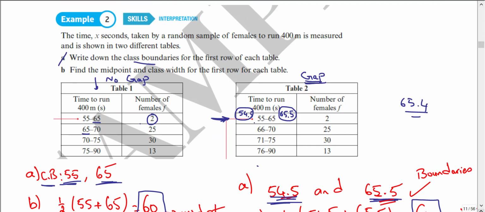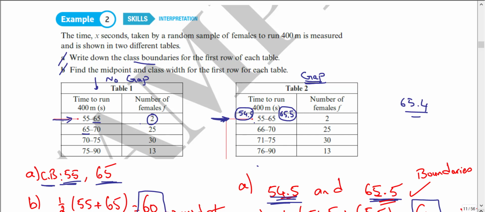For the other table, I already said it. 54.5 and 65.5. That's for part A. Part B, it says, what is the midpoint and the class width for the first row? Let's do the midpoint first. How would you get the midpoint of the first row?